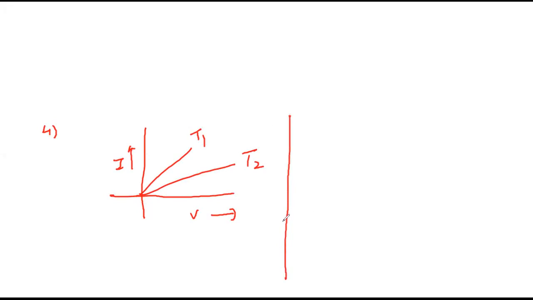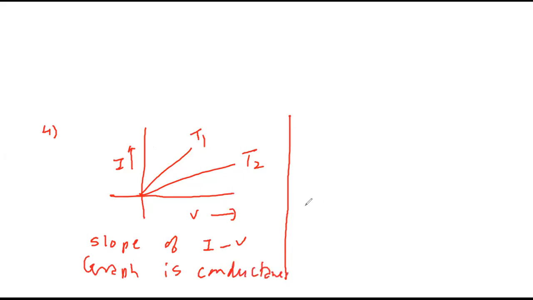Sir, T1. T1 is lower is correct. Now why part. Slope of IV graph is conductance. Correct? IV graph slope is conductance. That is correct? Yes, sir. So can I say K1 is greater than K2? Because this is making more slope.